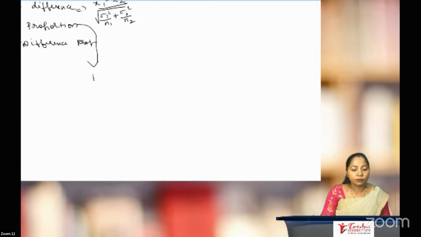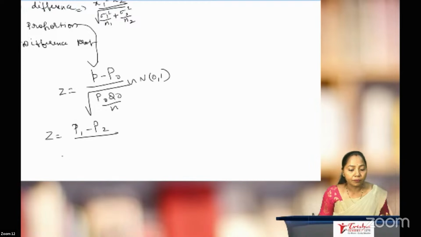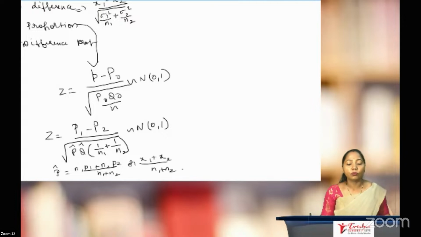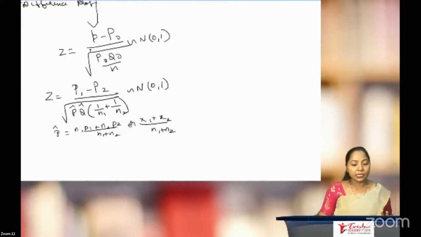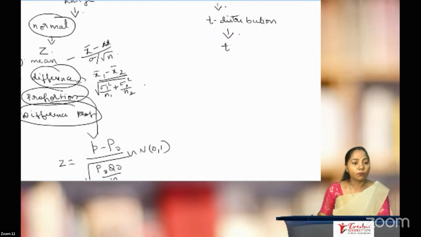We have proportion test, population proportion. So it is P minus P naught divided by root of P naught Q naught by N. So standard normal distribution, Z test. And then we have difference between the proportions. When 2 populations are given, it will be P1 minus P2 divided by root of P hat Q hat into 1 by N1 plus 1 by N2. Standard normal distribution, Z test, where P hat will be N1 P1 plus N2 P2 by N1 plus N2, or it can be X1 plus X2 by N1 plus N2. Okay, so these are the 4 applications of Z test to test for the significant difference in the population mean, difference between the means, population proportion, and difference between the population proportions given to us.